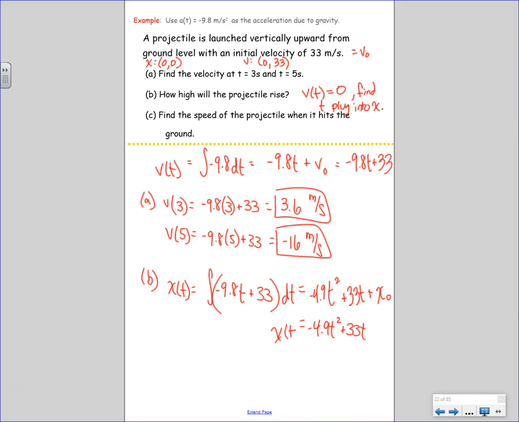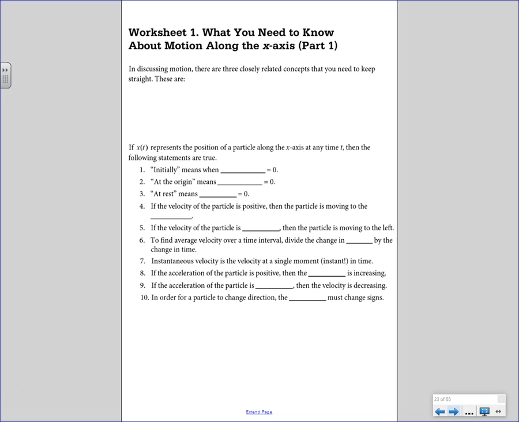We're kind of doing them concurrently. The motion packet, at the very beginning, there was that big old blank space. And the big old blank space says there are 3 closely related concepts you need to keep straight when dealing with motion. We talked about the 3. What are the 3? Position, velocity, and acceleration. You should have written them down.